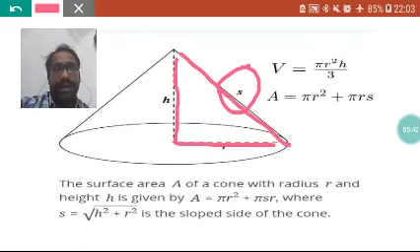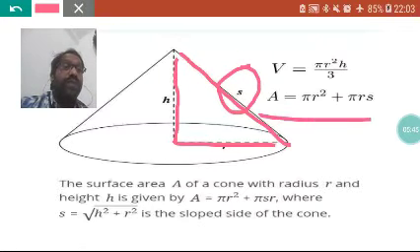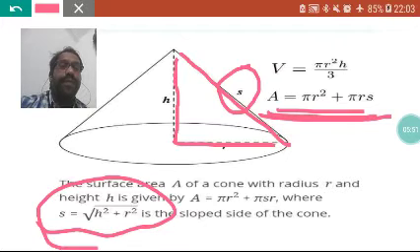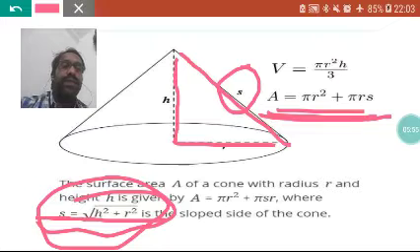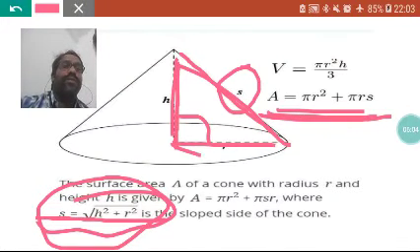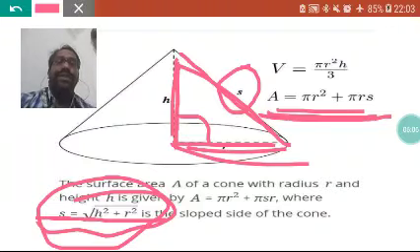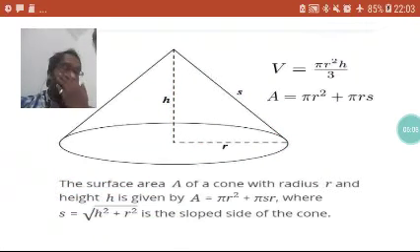S is called slant height, and it is used to find the total surface area of the cone. That's very important, and its formula is given here: s equals the square root of h square plus r square. Obviously this is always perpendicular, so this is the hypotenuse. So this slant height we have to find in the case of a cone, and then we'll discuss in the next slide its volume and surface area also.